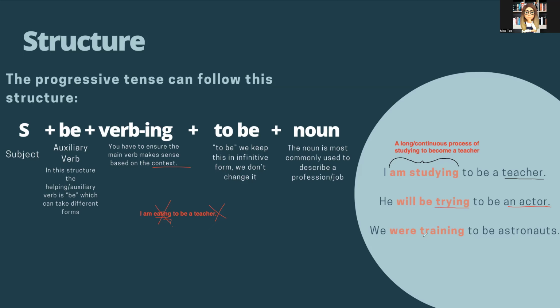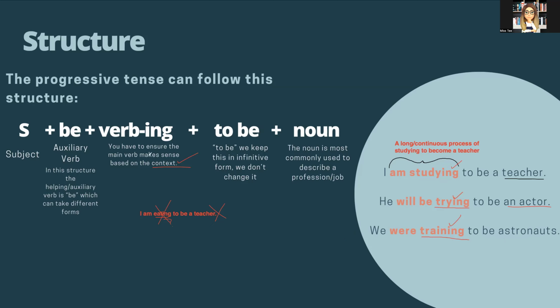Now, training is the best verb here because you have to go to school and study, but you also have to do a lot of physical training, exercise, and testing to make sure that your body is able to become an astronaut. So that's why all of these verbs are okay to use because the context makes sense for all these. And then my structure stays the exact same as here.